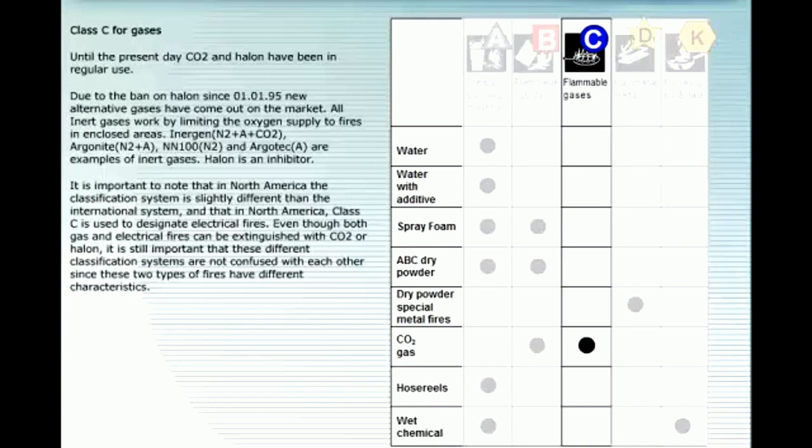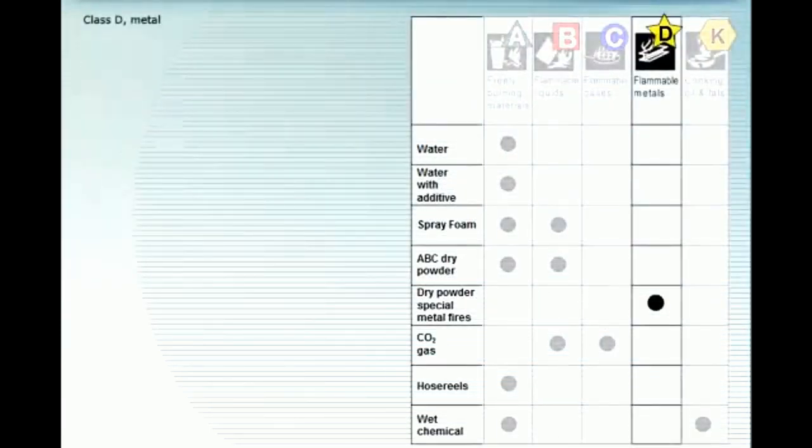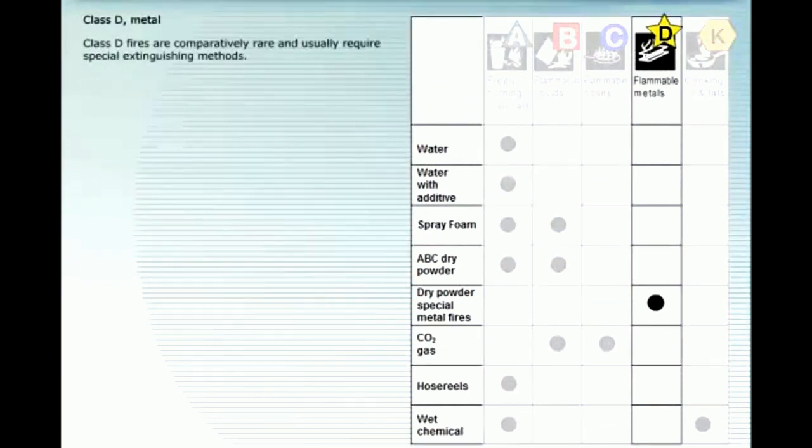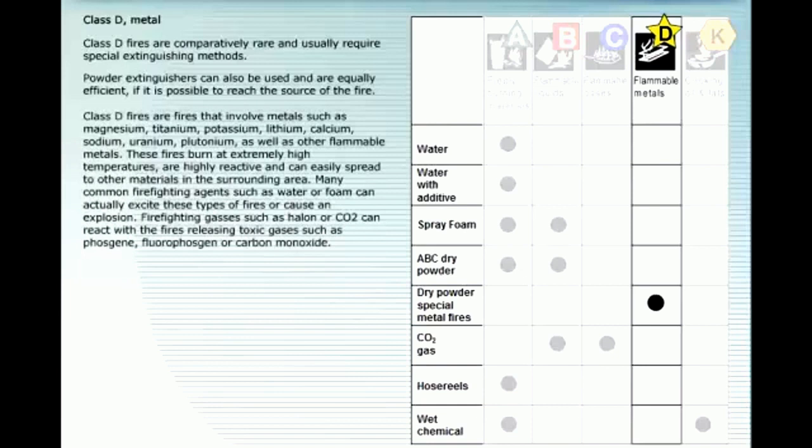Class D fires are comparatively rare and usually require special extinguishing methods. Powder extinguishers can also be used and are equally efficient if it is possible to reach the source of the fire. Class D fires are fires that involve metals such as magnesium, titanium, potassium, lithium, calcium, sodium, uranium, plutonium, as well as other flammable metals.